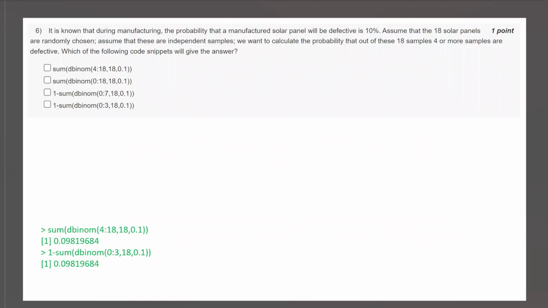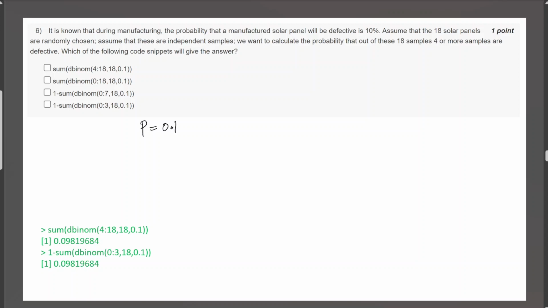The sixth question: it is known that during manufacturing, the probability that a manufactured solar panel will be defective is 10%, so the probability is 0.1. Assume that there are 18 solar panels randomly chosen, and that these are independent samples. We want to calculate the probability that out of these 18 samples, 4 or more are defective. Which of the following code snippets will give the answer?